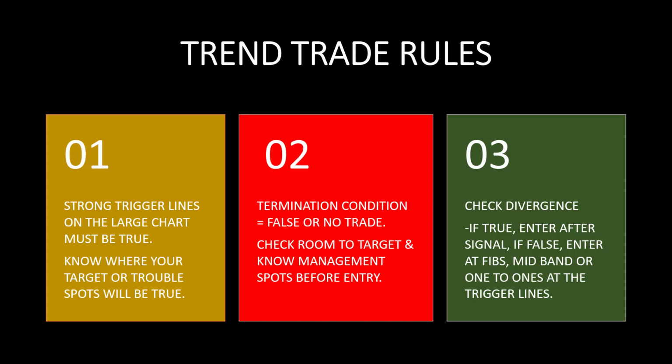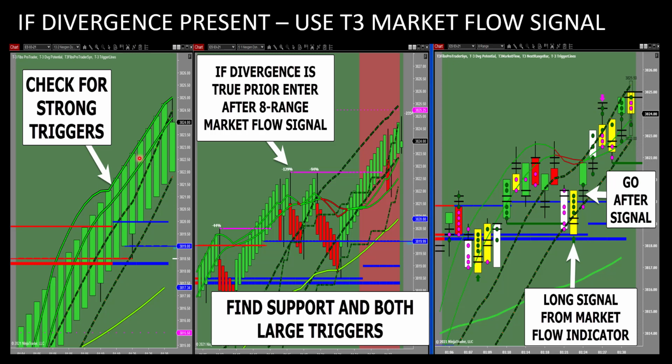On the following chart, starting on the left, you will notice our 13 chart check for strong trigger lines is true. We do not have a termination condition on the high. And on the 5 chart we have Fibonacci support, mid-bands and large triggers falling into the same area. This will always be your look for a trend trade area.